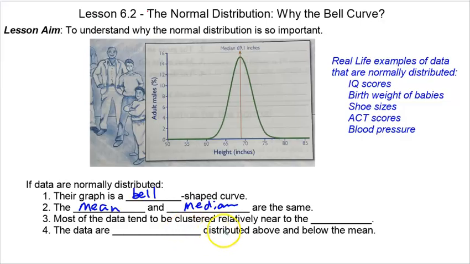Most of the data tend to be clustered relatively near to the mean. You'll see in just a minute specifically what percentage of the data is within one standard deviation of the mean. And the data are symmetrical. This line is like a line of symmetry. It splits this bell shape into two equal halves. So the data are symmetrically distributed above and below the mean. Above would be to the right and below would be to the left of the mean.